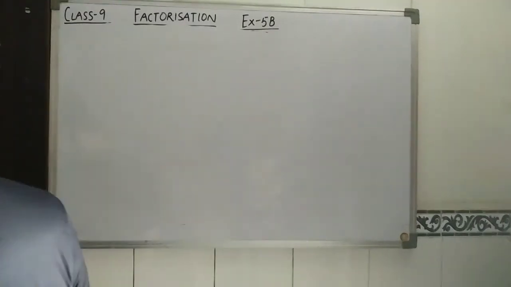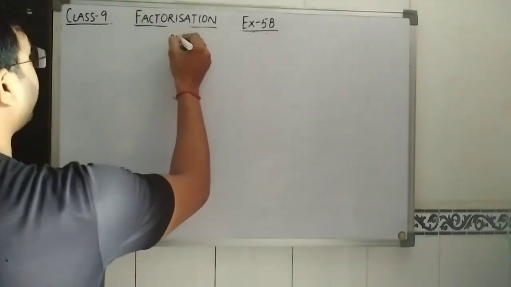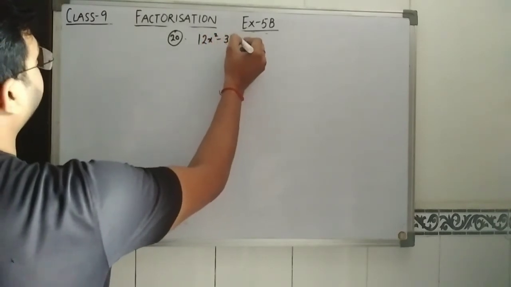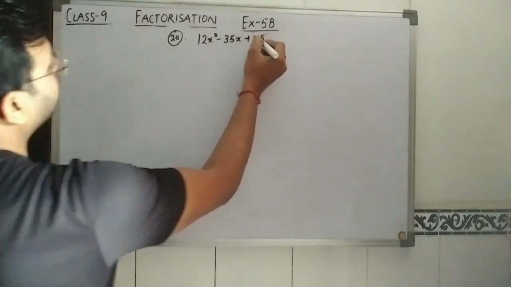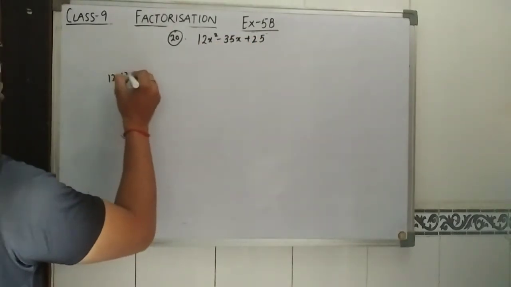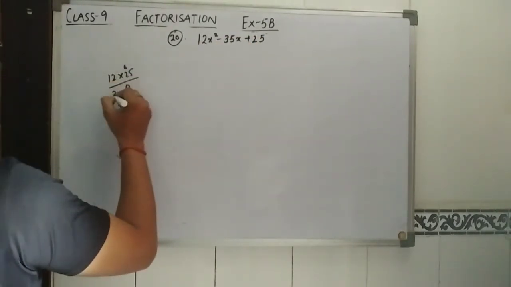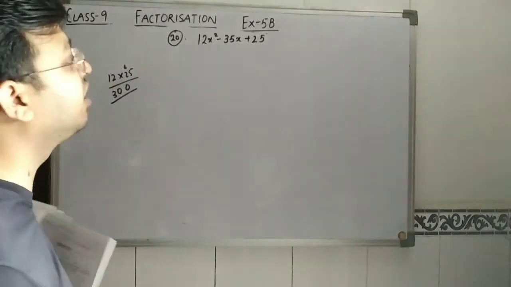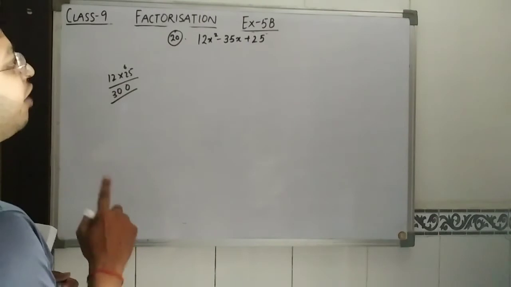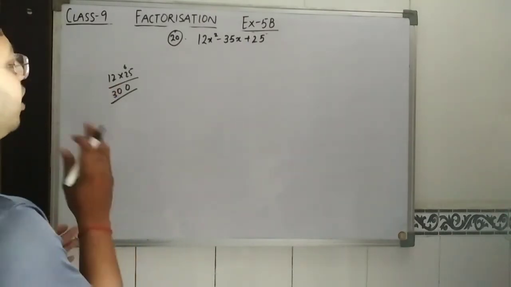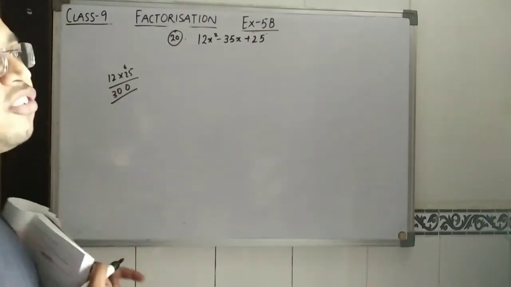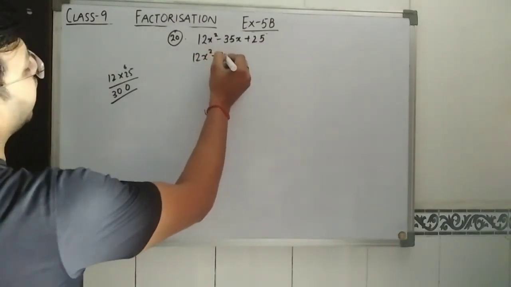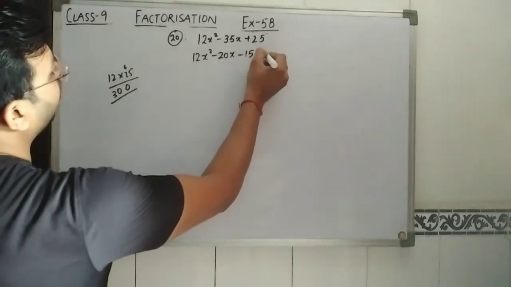We know very well the term which is given to us. Question number 20 is saying 12x square minus 35x plus 25. 12 into 25 first we have to do. 12 times 5 is 60, 300. We have to think about two numbers. Their multiplication is 300. Their addition is 35. So 20 and 15. So 12x square minus 20x minus 15x plus 25.